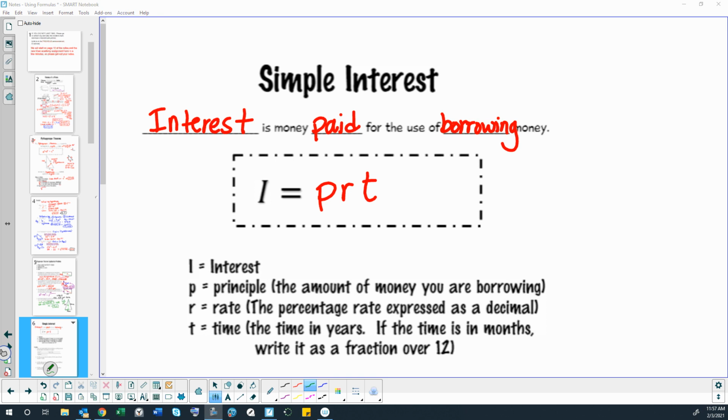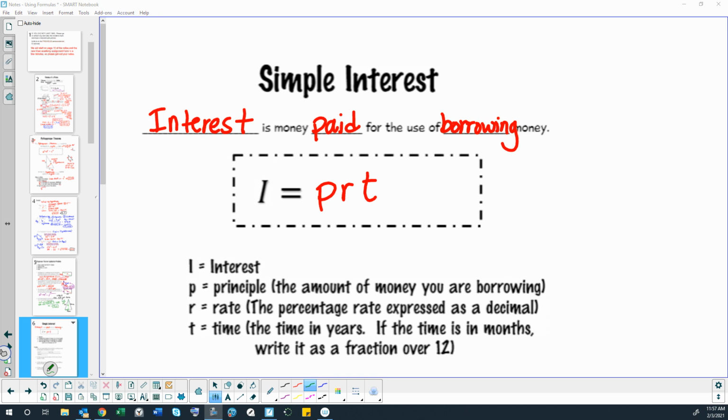So, for example, if you borrow money to buy a car or a house or even just on a credit card or something like that, then you usually pay interest to the company you borrow that money from, so that you're paying them back for being able to use their money to buy whatever it is you're buying.